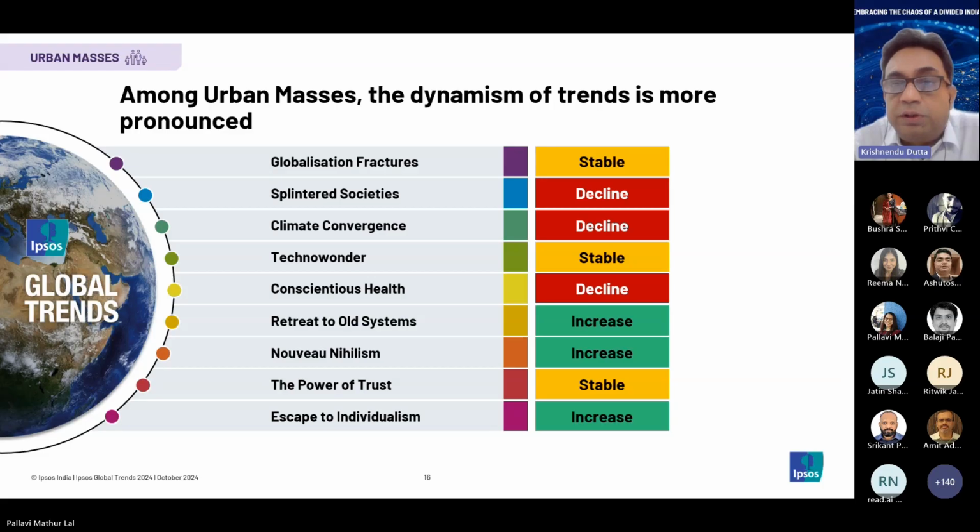But what unites Indians? Amit did speak about conscientious health right at the beginning. The pandemic had made us more conscientious of our health, and our family's health. And this is a trend which definitely does continue, and it continues to be a unifier among all urban Indians. And while we did say that urban masses seem to be slowing down a bit in terms of taking care of their health, it still remains a very strong trend, and it's probably reflected in a lot of signals around us.